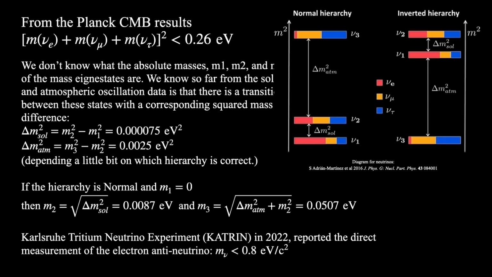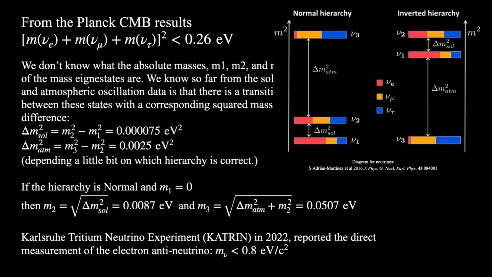Of course, you can divide by c to the fourth here to get mass squared, but the energies in particle physics are usually stated in rest mass energies. Next, the atmospheric oscillations show that the mass difference between states 3 and 2 is approximately 2.5 times 10 to the minus 3 electron volts squared. The difference between the normal and inverted hierarchy will change those numbers a little bit.